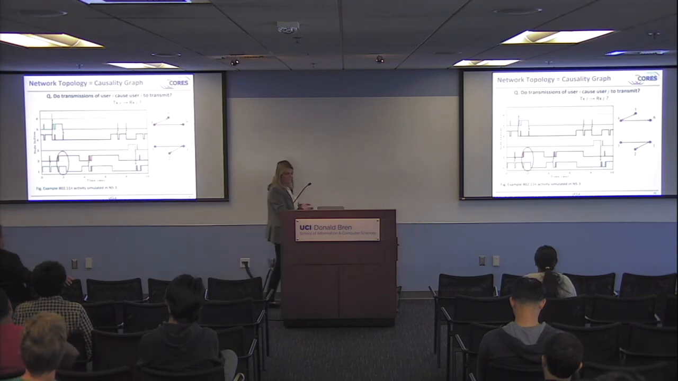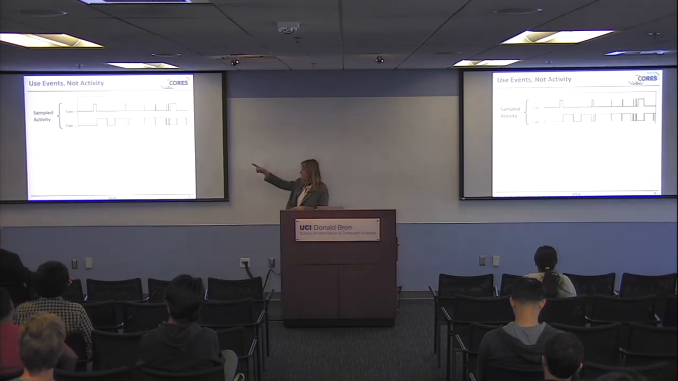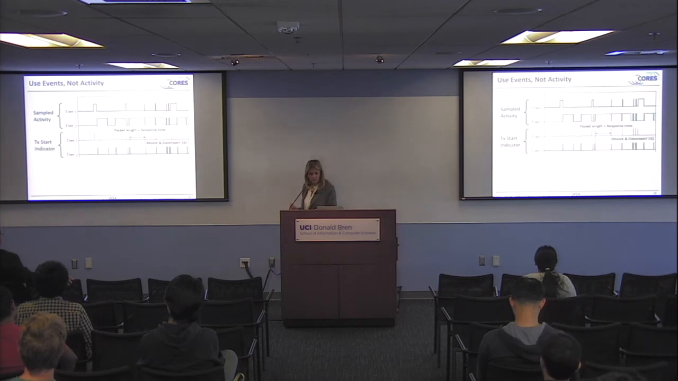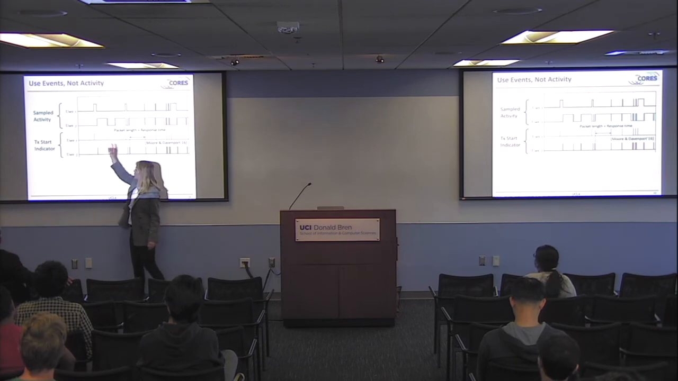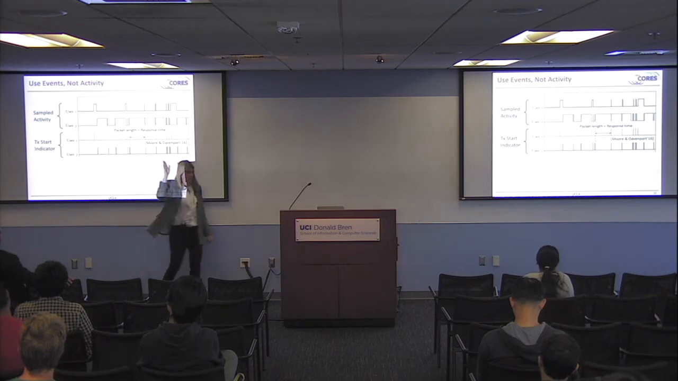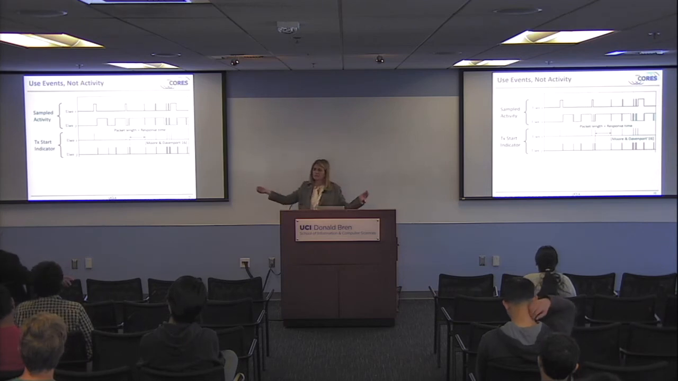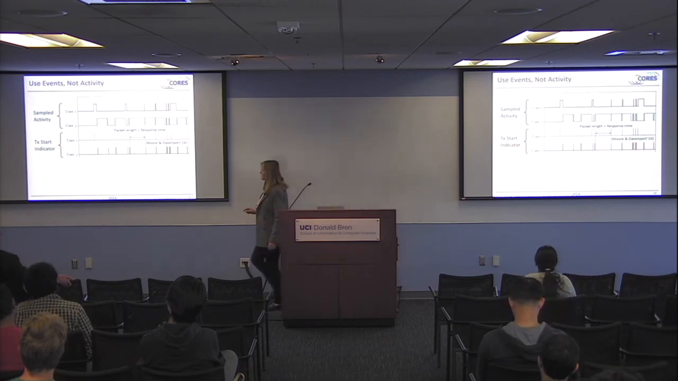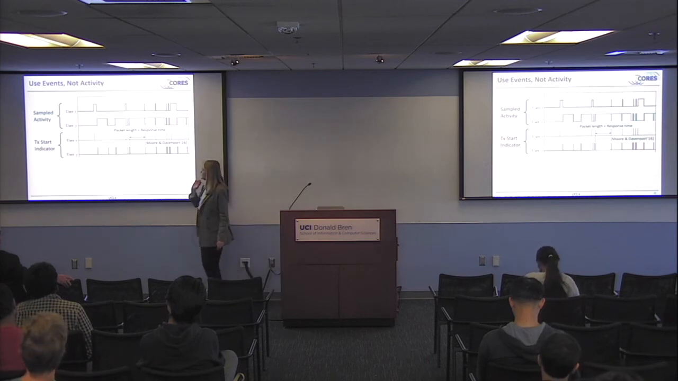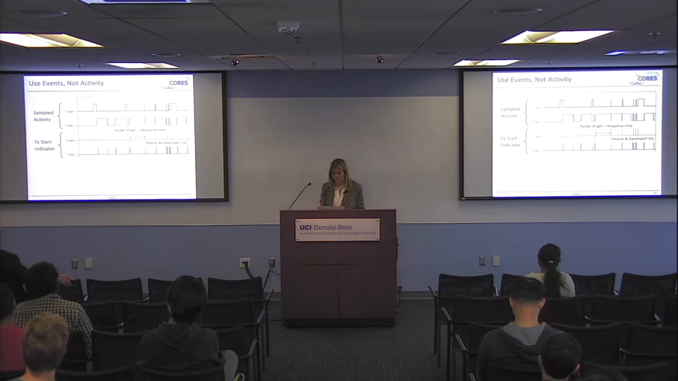So I'm going to decimate my samples. This is the sampled activity. I'm going to convert it into events. For example, for user i and user j, I'm going to just mark when the transmission started. So it's basically aligning this is my transmission start, and I create these time sequences of zeros and ones that are now transmit start indicators. This was already used in the literature by Moore and Davenport to infer the causality, whether i and j are talking to each other.